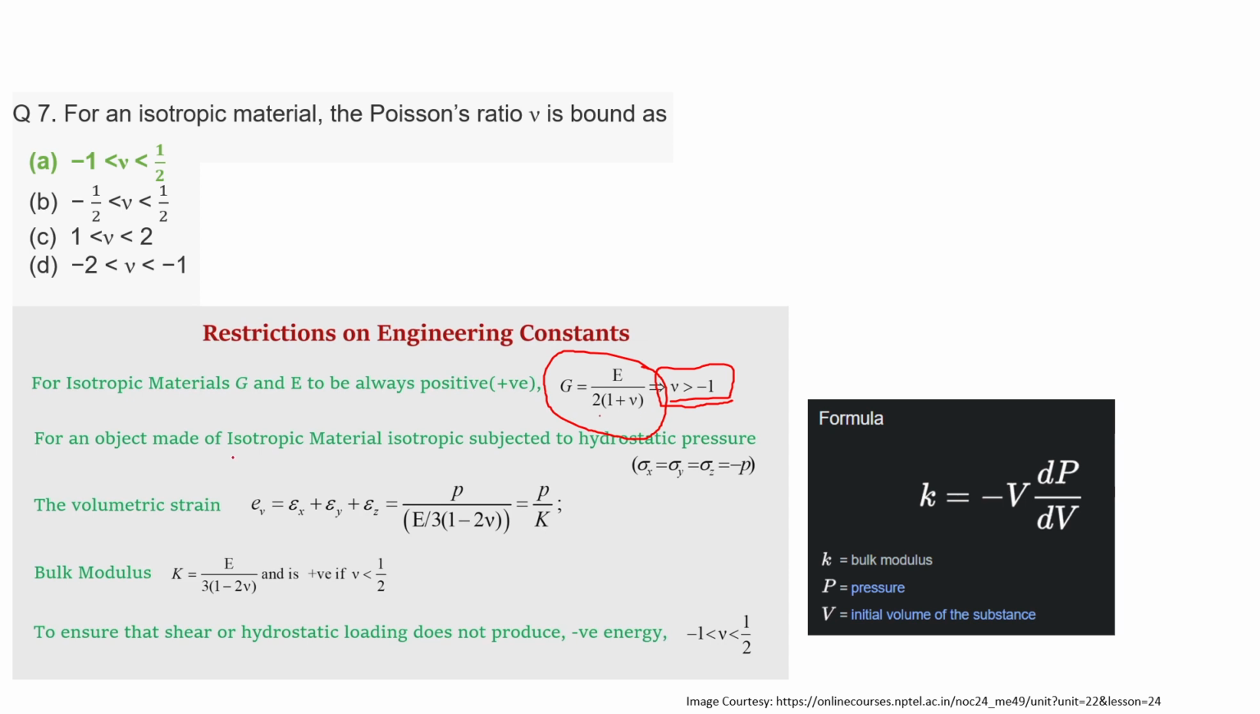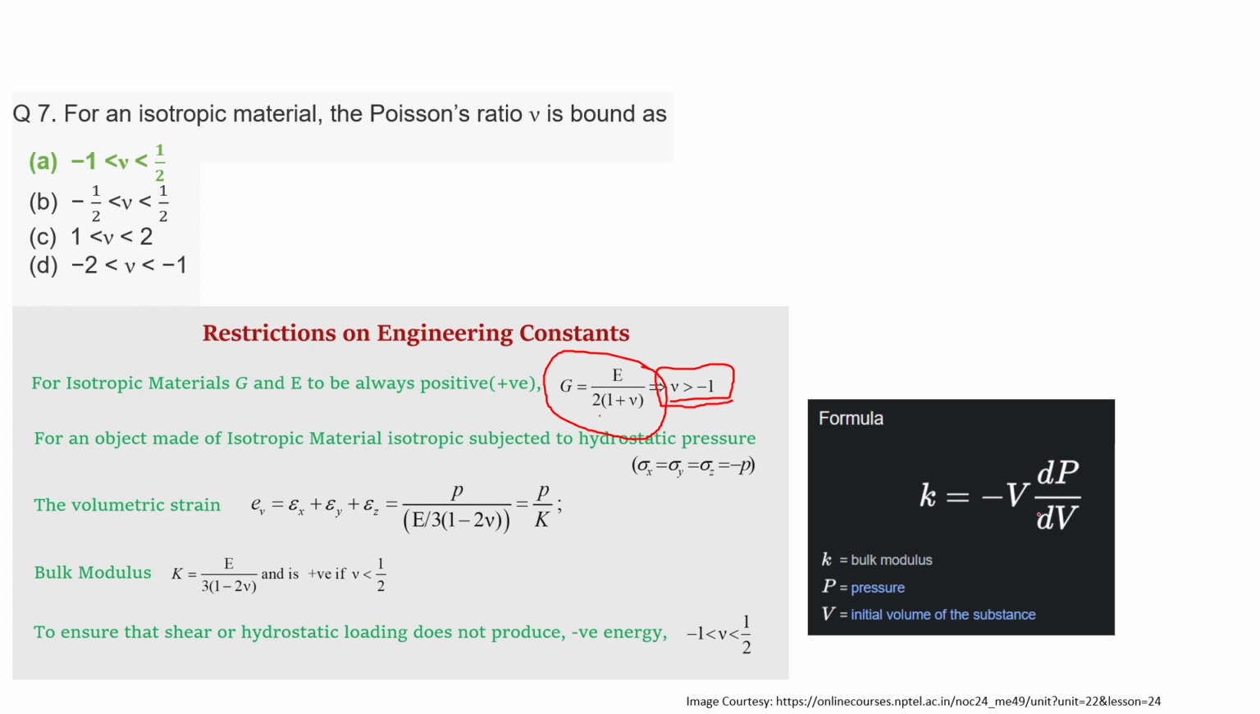Now, here when we talk about the bulk modulus of that substance, the formula for bulk modulus is equal to minus V dP by dV. So it gives the relation between pressure and volume. As you can see, if the pressure on that object increases, the volume will decrease. Similarly, if the pressure releases, the volume will increase. So these two are opposite to each other.